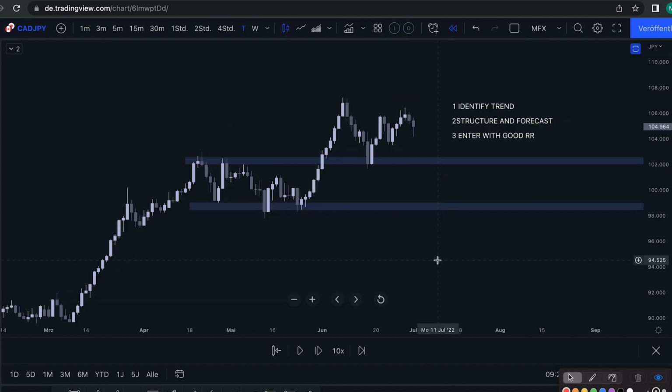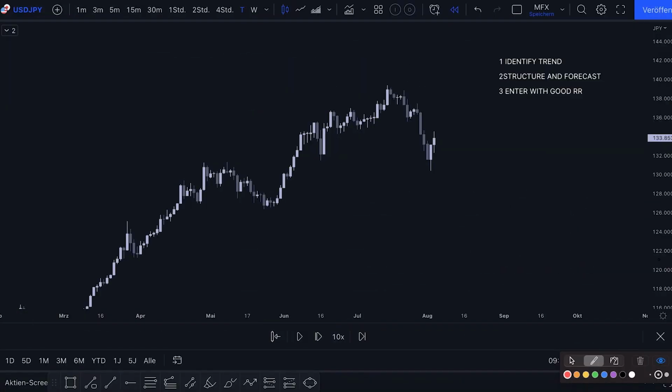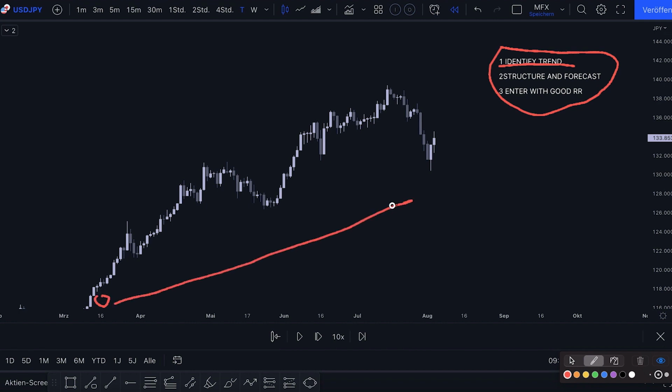So I will show you now a short example with the same criteria, guys. We are here now on the USD JPY, again on the daily time frame, and we have again these 3 criteria that we are looking out for. The first thing is identify trend, all right? When we're looking left right here, we can see that the market is continuously going upwards, right? We're making higher highs, higher lows, higher highs, higher lows, higher highs, higher lows, and higher highs, right?